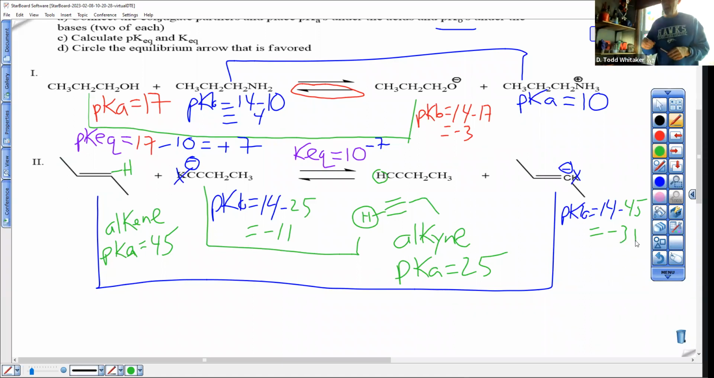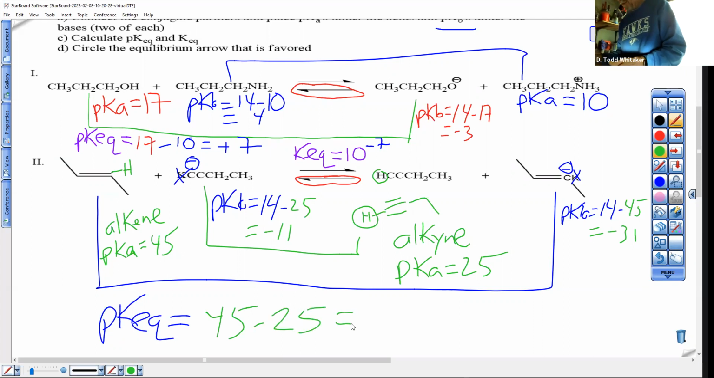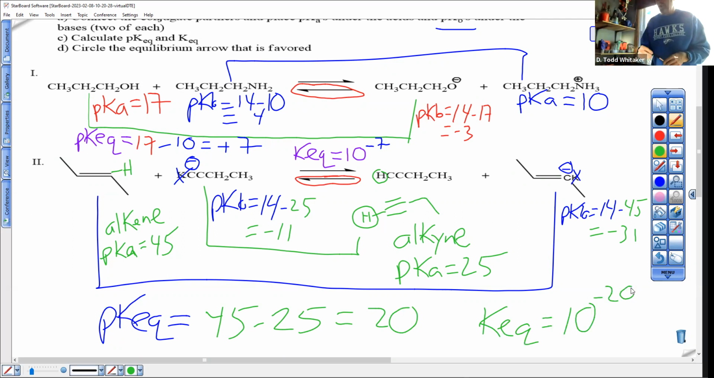Yeah. Hey, what did I say about circling the arrow? Which arrow do I circle? The one that you go with pKa's and you point towards the higher number up here. 17 is higher than 10. 45 is higher than 25. So I'm expecting another positive pKeq and another negative 10 to the negative KEQ. pKeq is always the left acid minus the right acid pKa. KEQ always 10 raised to the negative of the previous answer. So big time favoring reactants.